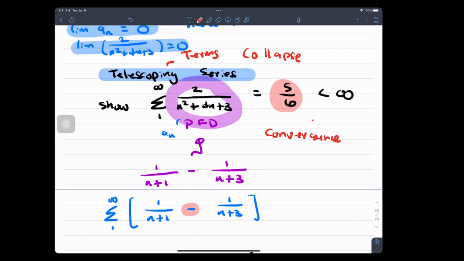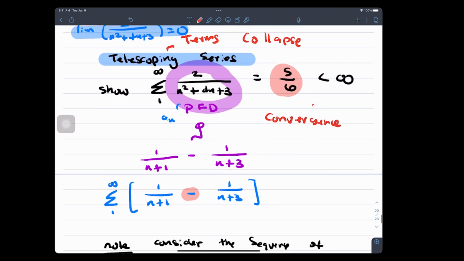And that's the idea. So, I want to revisit this concept of telescoping series because it's a really, really big deal. Because there are some series that telescope, they collapse. Okay?